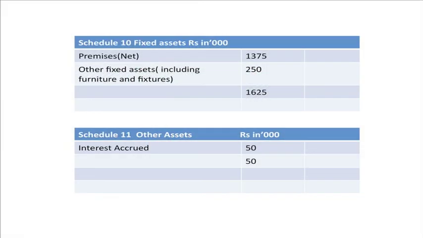Now, this total advances of 2499.70 will be reflected under advances head in the balance sheet against schedule number 9. Schedule 10 is fixed assets, premises 1375, other fixed assets including furniture and fixtures is 250. So, total 1625 will be reflected under schedule 10. Other assets is having interest accrued amount 50.